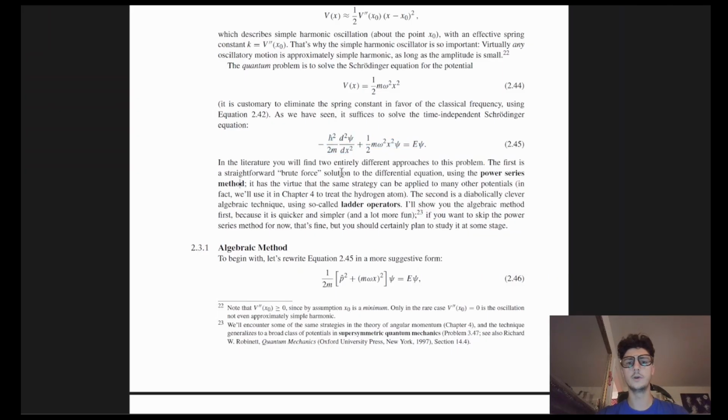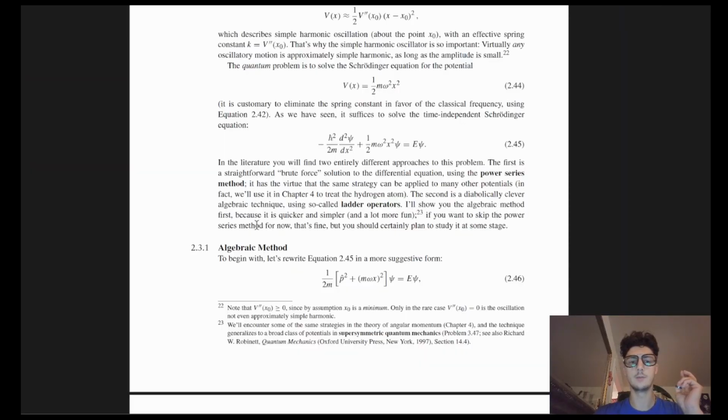In the literature, you will find two entirely different approaches to the problem of solving this equation. The first is a straightforward brute force solution to the differential equation using the power series method. It has the virtue that the same strategy can be applied to many other potentials. In fact, we'll use it in chapter 4 to treat the hydrogen atom. The second is a diabolically clever algebraic technique using so-called ladder operators.